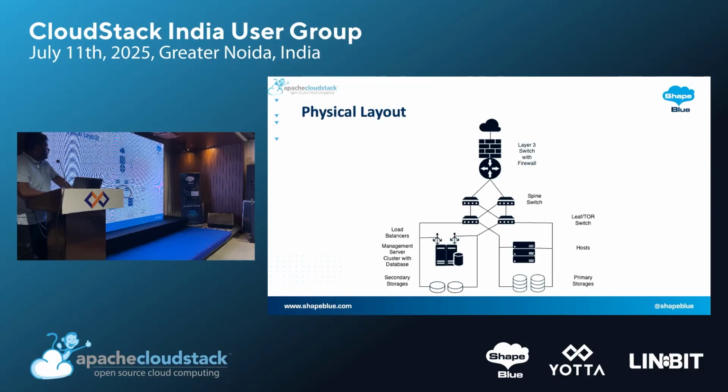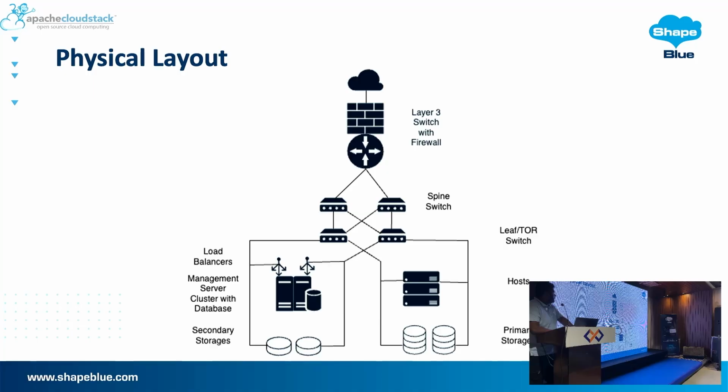But in general, I would like to represent a typical CloudStack infrastructure using this diagram, where there is a layer 3 switch and firewall, and you have your physical networking infrastructure. This is a simplified diagram, of course, and you have management servers and the database for running CloudStack, and load balancers. Of course, we have a cluster of management servers. You need secondary storage, you need some compute, and you have storage for your virtual machines.